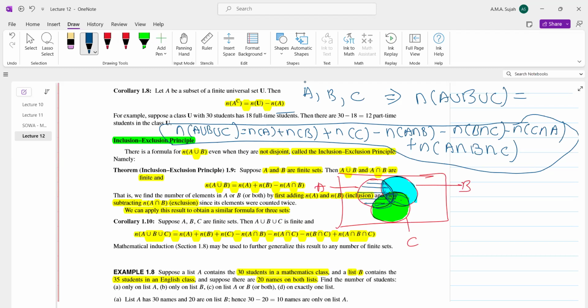Now we have subtractions. Number of A intersection B means we are subtracting this one. Also, we are subtracting this one. We are subtracting this one. Now what will happen? Only this area, this area, this area remain. So already you have 2 times each intersection area, then you subtract 1 time for each.